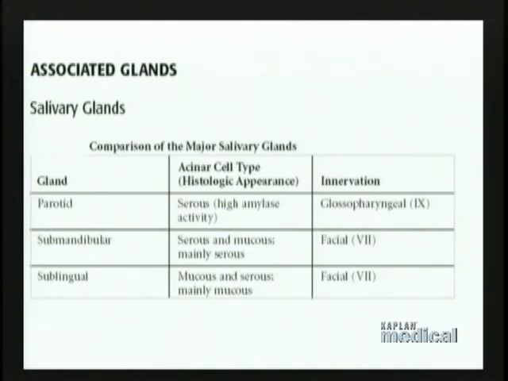And we know that their cranial nerve secretory secretomotor innervation is slightly different. The parotid gland is under secretomotor control by parasympathetic axons in the glossopharyngeal nerve, whereas the submandibular and sublingual glands are under parasympathetic innervation by cranial nerve 7.